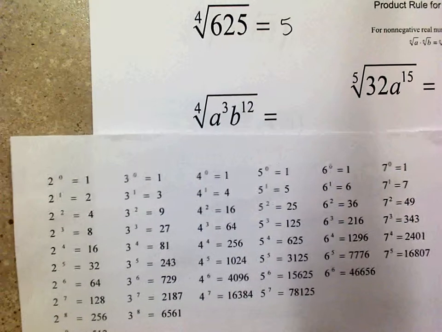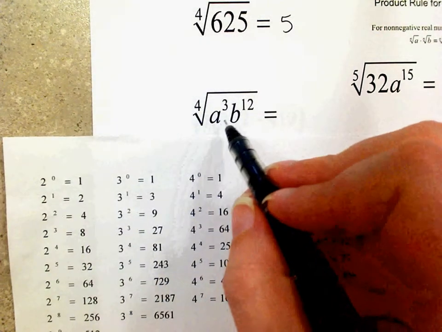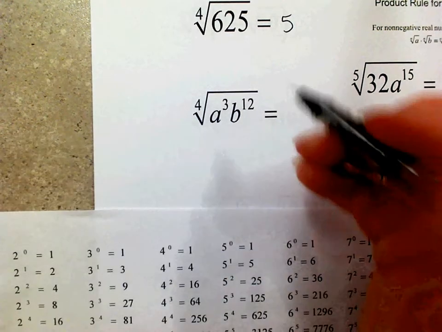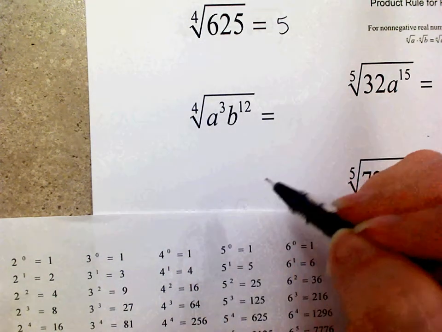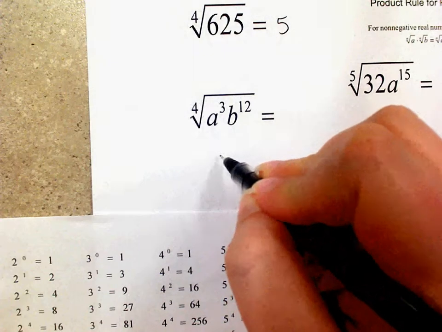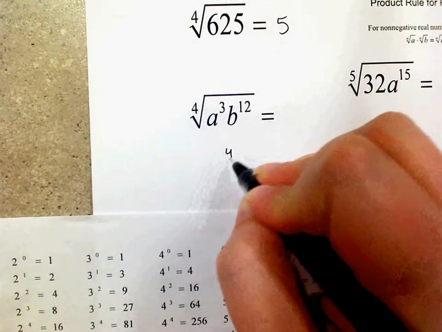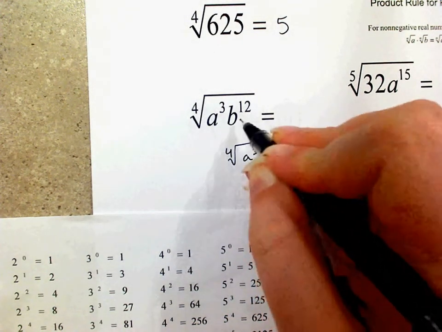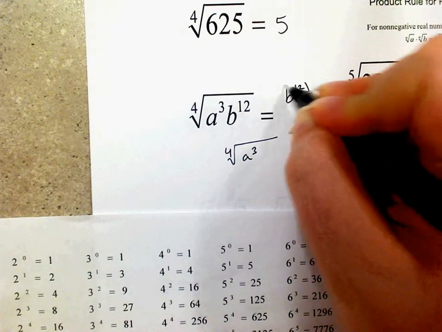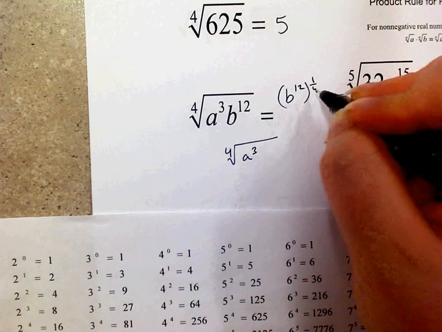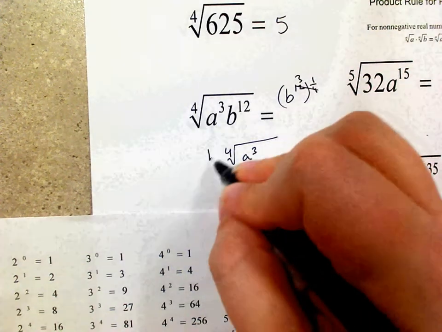On this one, the fourth root of a cubed b to the 12th. Well, that's the same thing as saying, can I take 4 out of 3? And I can't. So, a to the 3rd has to stay on the inside of the fourth root. However, b to the 12th, that's the same thing as saying b to the 12th to the 1/4. 12 divided by 4 is 3, so b cubed goes on the outside, and there's my answer.